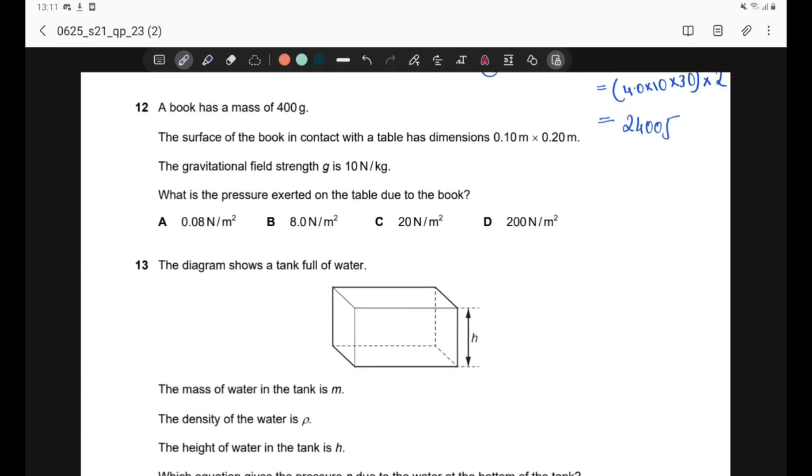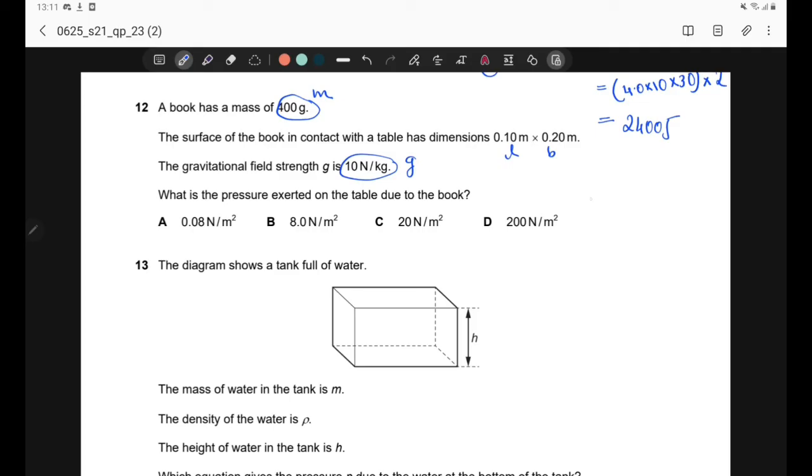Question 12. A book has a mass of 400 gram. So the mass is provided. The surface of the book in contact with the table has a dimension 0.10 meter times 0.20 meter. So length and breadth are also provided. The gravitational field strength is 10 Newton per kg. The g value is given. What is the pressure exerted on the table due to the book?